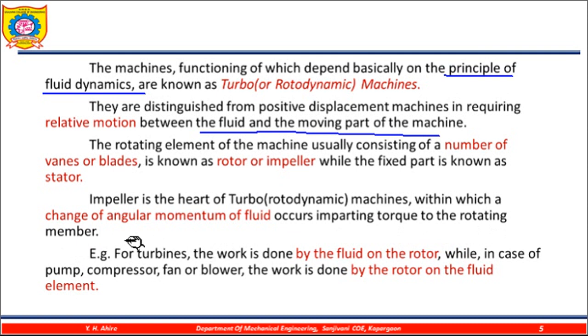So for the time being, you should remember, inside the impeller of a turbo machine, the change of angular momentum of the fluid takes place, and that results in a torque acting on the rotating member. For example, for turbines, the work is done by the fluid on the rotor, while in case of pump, compressor, fan or blower, the work is done by the rotor on the fluid. This is very logical.